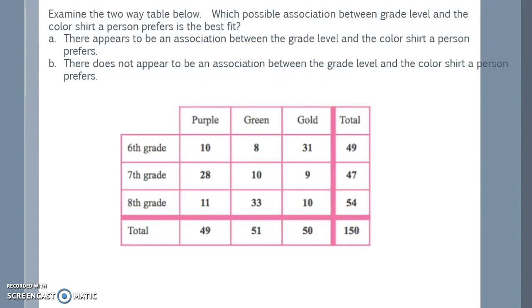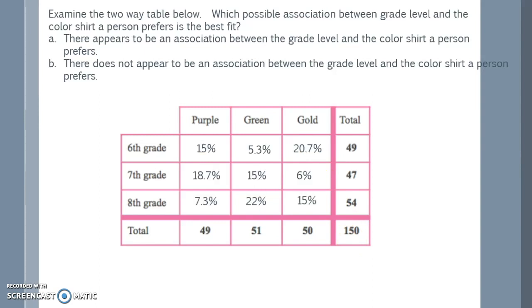Take a moment, pause the video, and examine the two-way table. Which possible association between grade level and the color shirt a person prefers is the best fit? Is there an association, or does there not appear to be an association? Again, turning them into relative frequencies, we take 10 divided by 150, 8 divided by 150, 31 divided by 150, so that we can find the relative frequencies as follows.